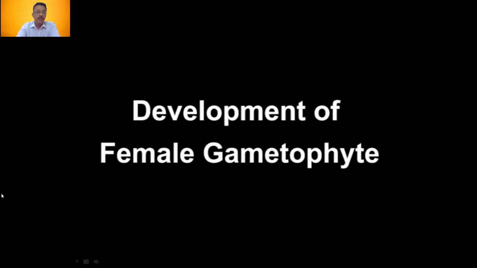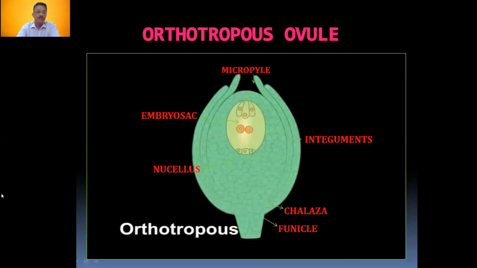Now come to the development of female gametophyte. As I have discussed earlier, where is the site of female gamete production? It is the ovule, which is present in the ovary. We will discuss it later, but first we will discuss the different types of ovules. There are about 6 types of ovules.